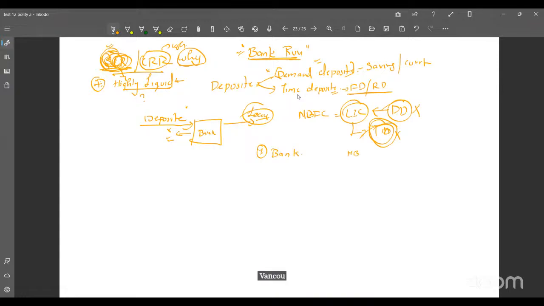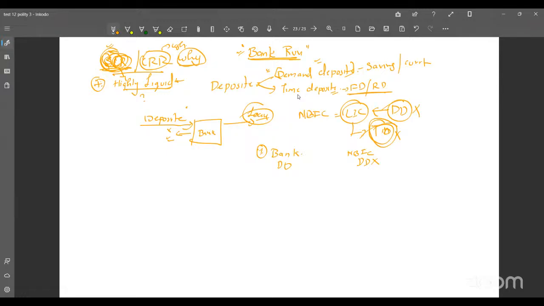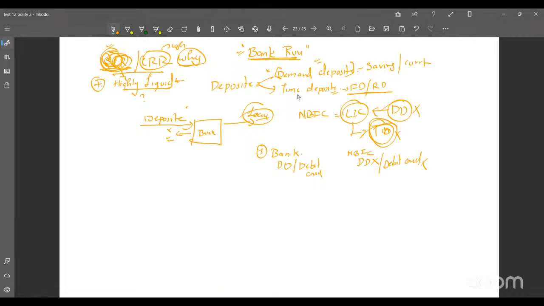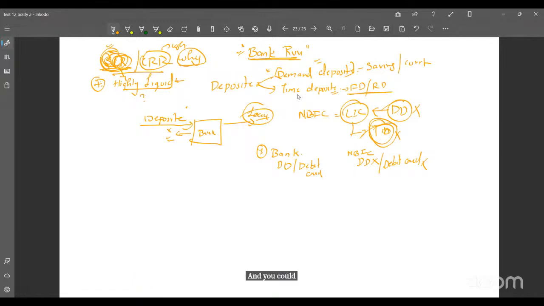பேங்க்குக்கும் நான் பேங்கிங் ஃபினான்ஷியல் கம்பெனிக்கும் இருக்கக்கூடிய ஒரு முக்கியமான டிஃபரன்ஸ் என்னன்னா, banks can accept demand deposit, NBFCs cannot accept demand deposit. In other words, banks can provide debit card, NBFCs cannot provide debit card. இவனால டெபிட் கார்டு ப்ரொவைட் பண்ண முடியாது. கிரெடிட் கார்டு ப்ரொவைட் பண்ணலாம், டெபிட் கார்டு பண்ண முடியாது. Are you people getting the point? புரியுதா ஏதாச்சும்? எஸ் சார்.